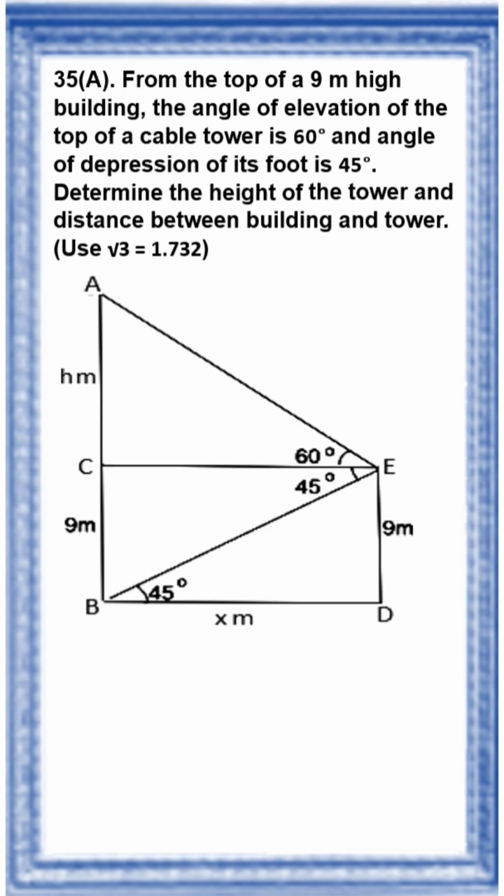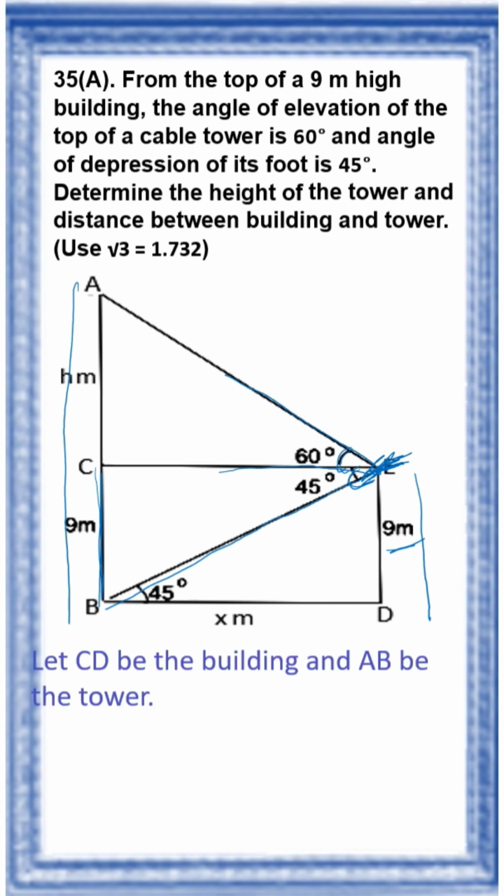Here ED is the building of 9-meter height. AB is the tower. Here BC is 9 meter because it is equal to ED, the height of the building. And the angle of elevation of the top of the tower from the top of the building is 60 degree. The angle of depression from the top of the building to the bottom of the tower is 45 degree.